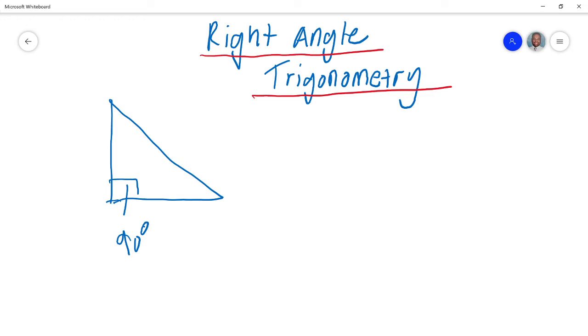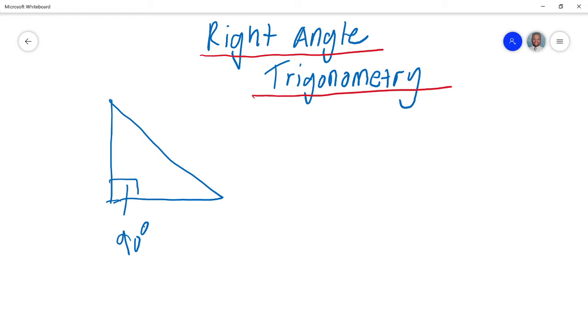If you don't see that symbol, please don't assume that it's a right angle triangle just because it looks like it's meeting at 90 degrees. Please don't make that mistake. Always remember, a right angle triangle will have that symbol there.